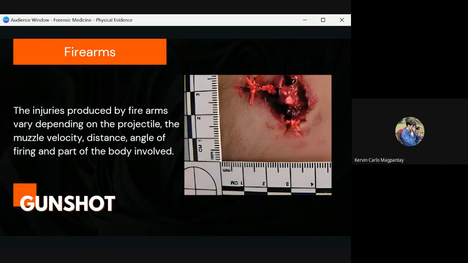Next is the last part of the mechanical force, which is the firearms. For gunshot, the injuries produced by firearms vary depending on the projectile, the muzzle velocity, distance, angle of the firing, and part of the body involved. Depende sa uri ng firearm, layo ng perpetrator at angle ng pagputok, nagkakaroon ito ng iba't ibang karakteristik.